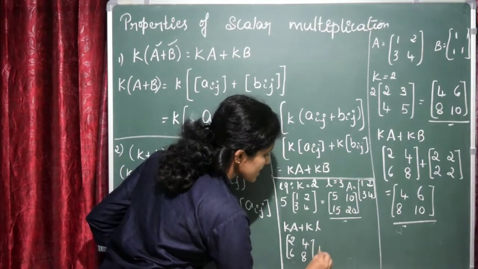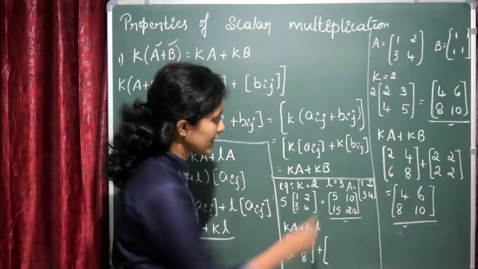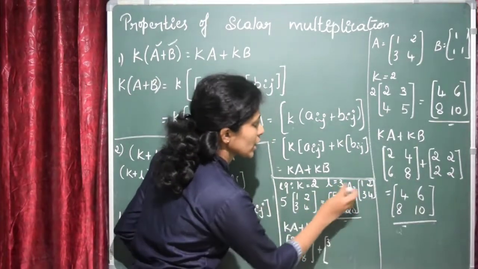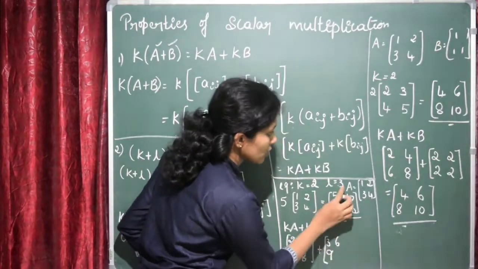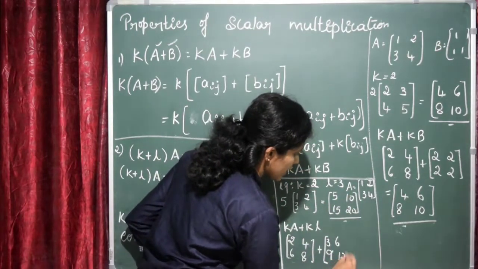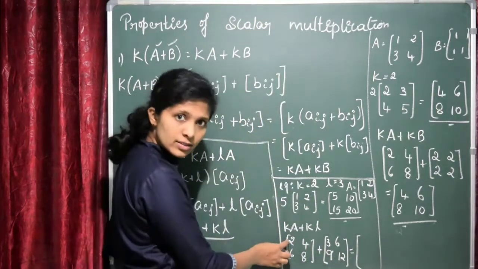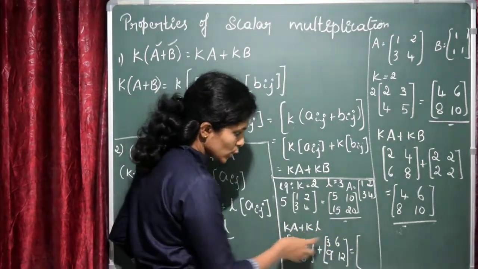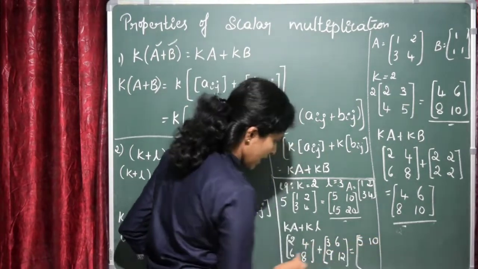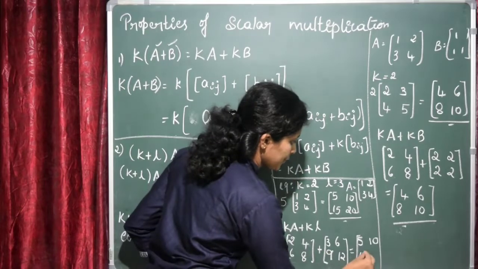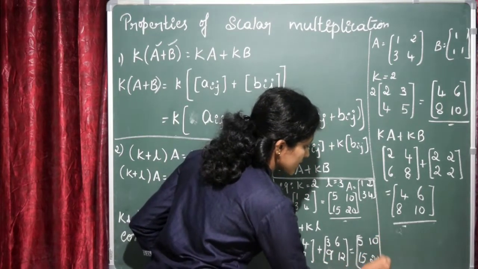Right? Plus L into A. What is L here? L is 3 into A. That is 3 into 1 is 3. 3 into 2 is 6. 3 into 3 is 9. 3 into 4 is 12. Now we'll add this one. How to add? You have to add the corresponding elements, right? 2 plus 3 will be 5. 4 plus 6 is 10. 6 plus 9 is 15, right? And 8 plus 12 is 20. So both are same. This is the example.